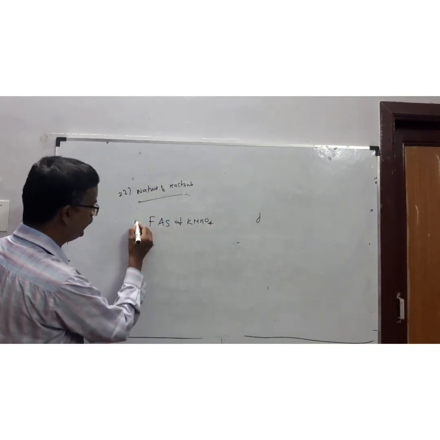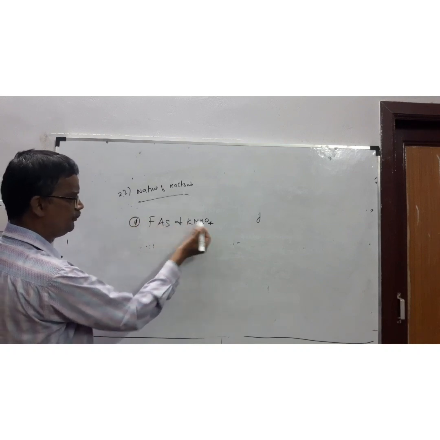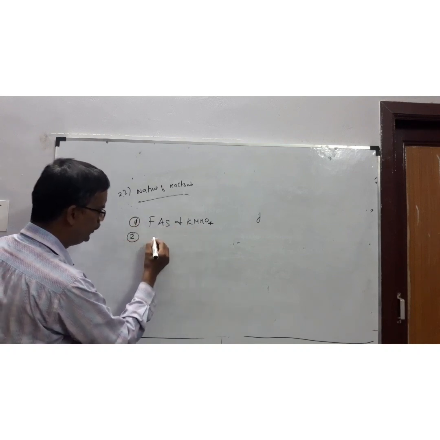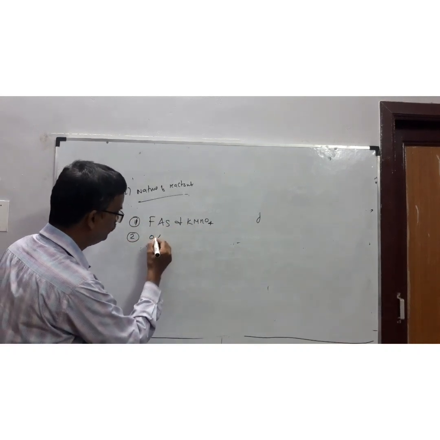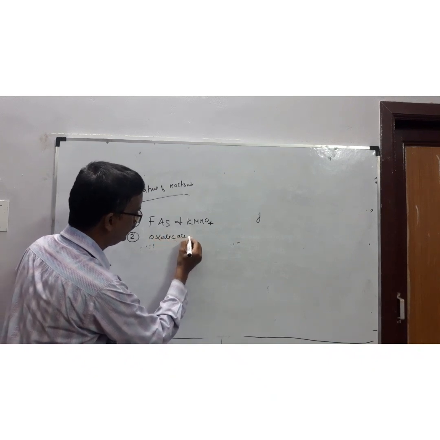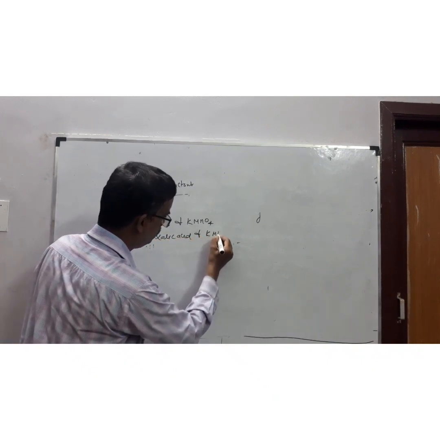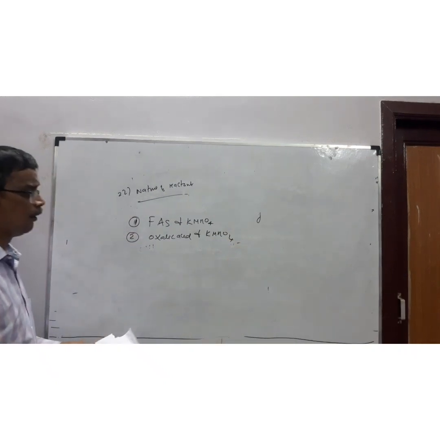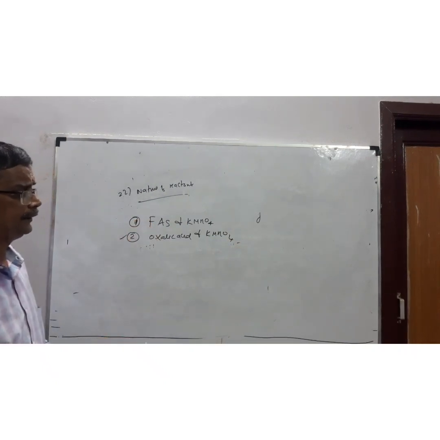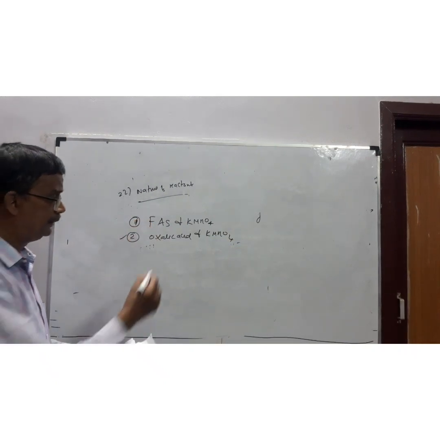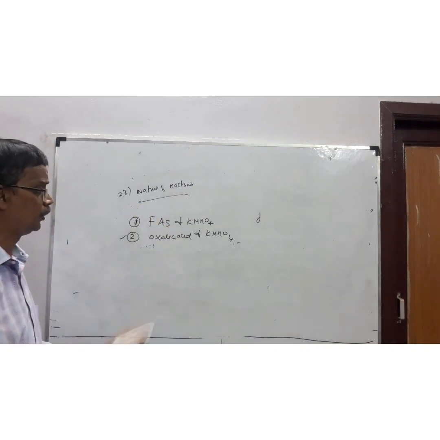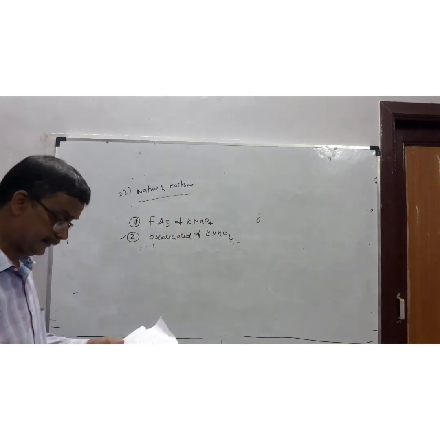Let us consider two reactions. One FAS and KMnO4 consider panna, இன்னொன்று oxalic acid and KMnO4. Oxidation of oxalate ion by KMnO4 is very slow. இந்த ரியாக்ஷன் ரொம்ப ஸ்லோவாக நடக்கும் compared to the FAS KMnO4.